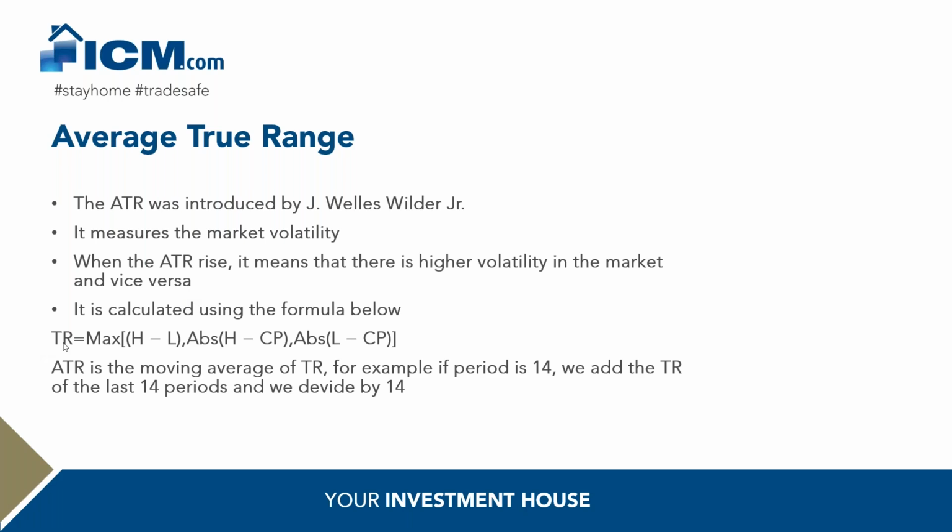TR is the true range. For example, if the period is 14, we take the 14-period range and divide by 14. It's exactly as simple as that. Basically it's calculated based on the high and low, as well as the high or low relative to the current price. So it's a very simple type of oscillator, which most traders use mainly for stock trading purposes.